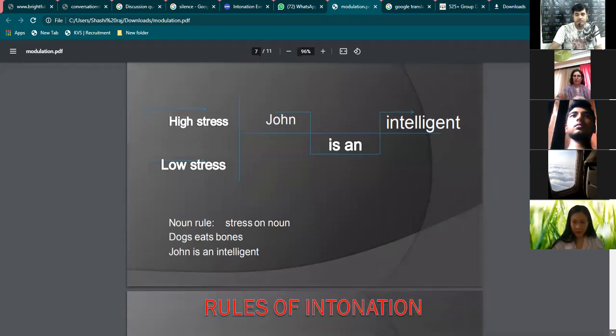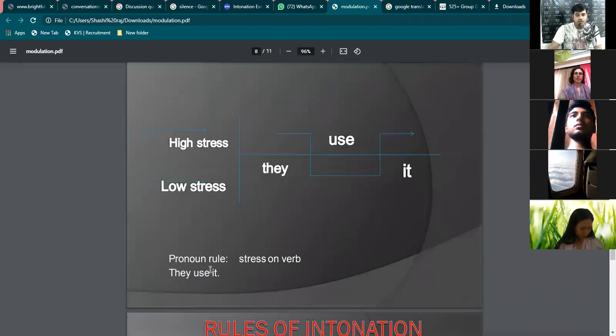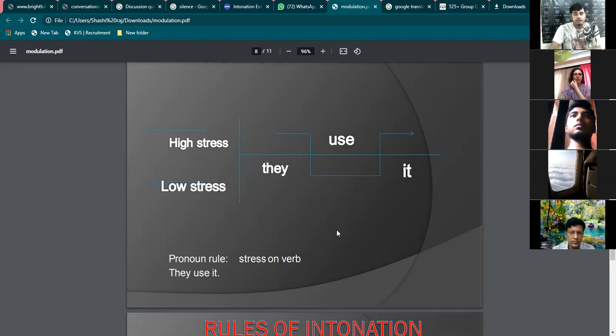Next, we are moving to the next slide. Pronoun rule: stress on the verb. When we have a pronoun, we don't have any noun, so it's important to put stress on the verb. One example we have is "They use it." Use is a verb; they is a pronoun; it is a pronoun. So you need to put stress on "use." They USE it. Okay, got it? They use it.